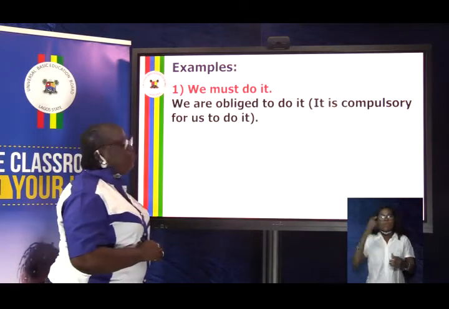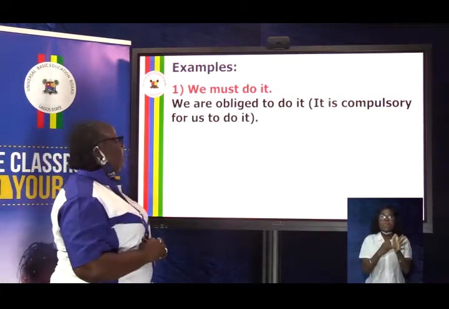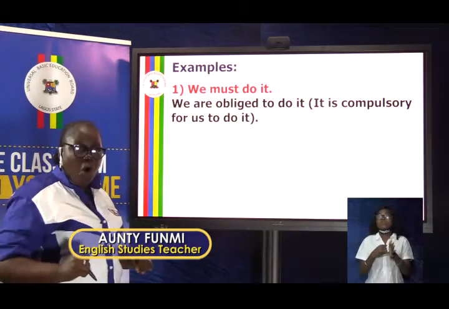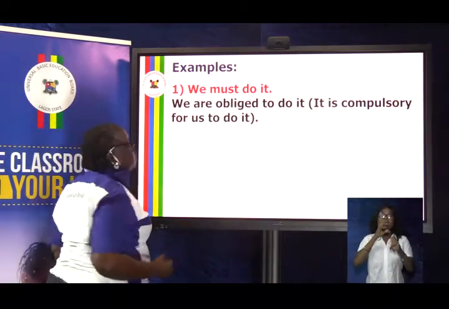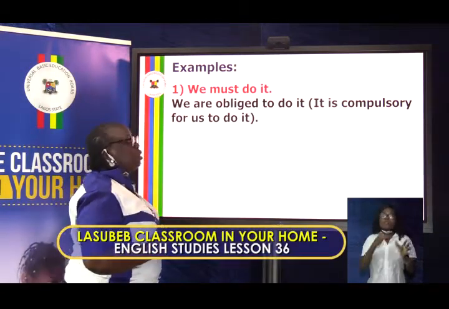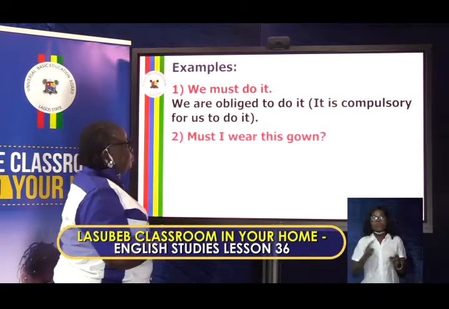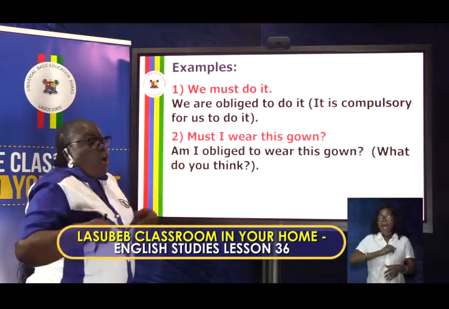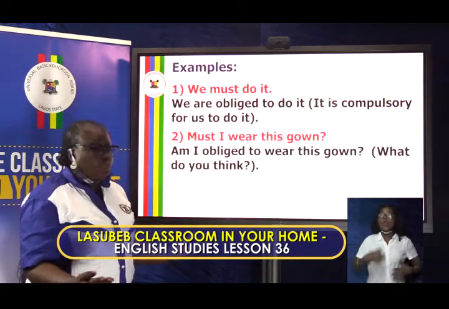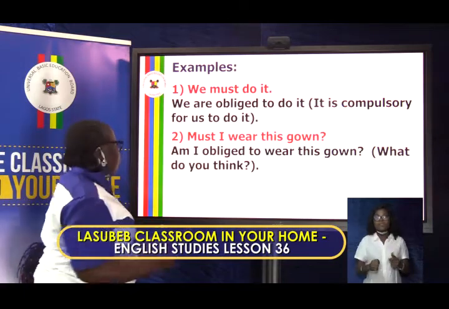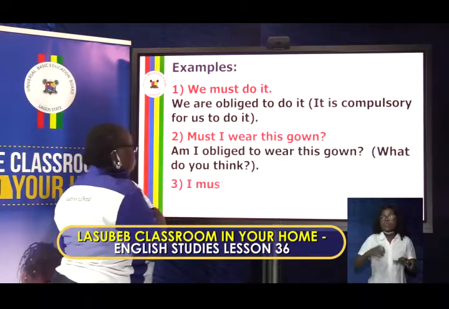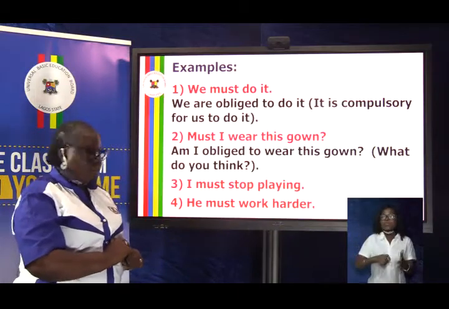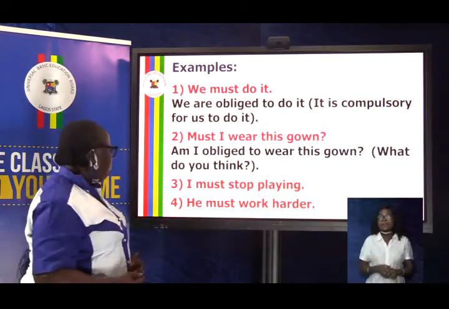For example, we must do it. It means we are obliged to do it; it is compulsory for us to do it because the word must is used. Must I wear this gown? It means, am I obliged to wear this gown? What do you think? That is talking about the speaker's opinion. Then, I must stop playing. He must work harder. It's talking about things that are compulsory for us to do.